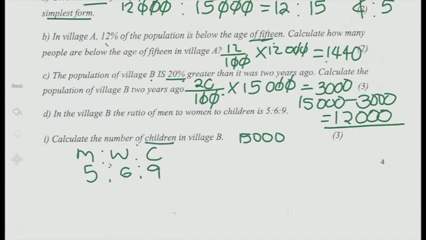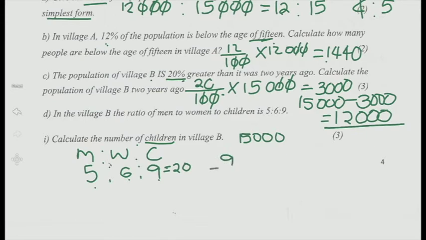So for the number of children, remember that under children we have 9. So we are going to add 5 plus 6 plus 9. Why do we add this? We add the 5, the 6, and the 9. So 5 plus 6 gives us 11. 11 plus 9 is equal to 20. So the total here is 20.